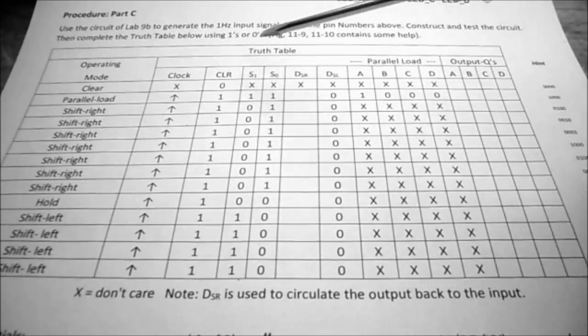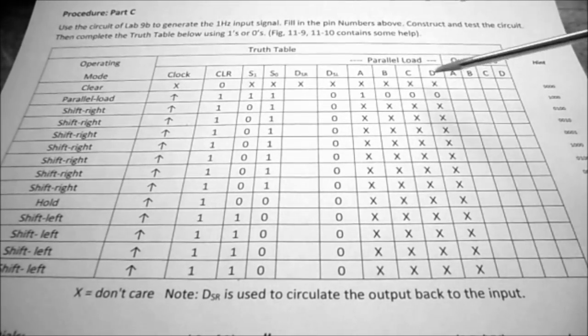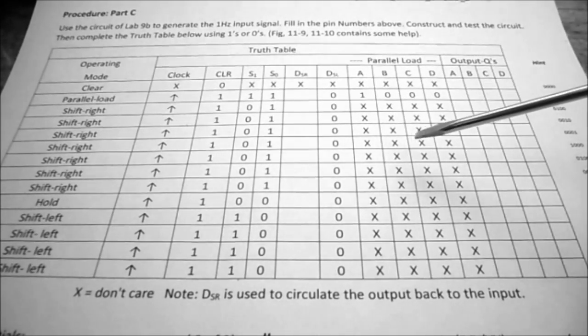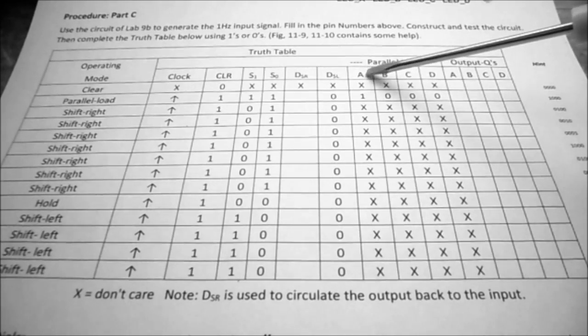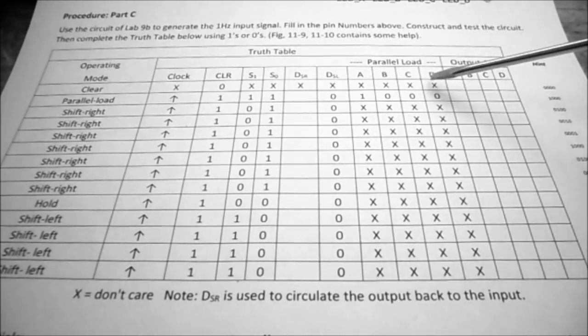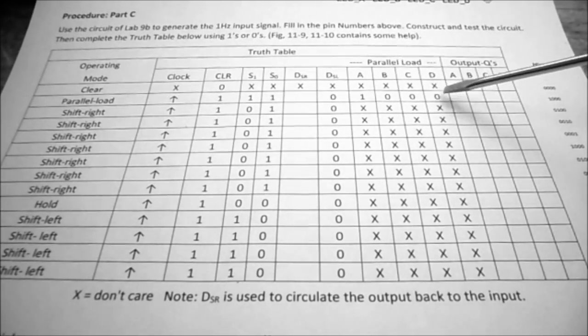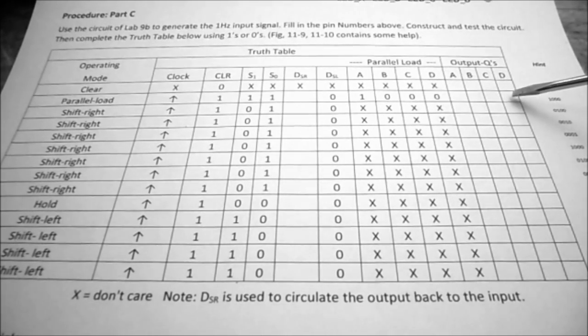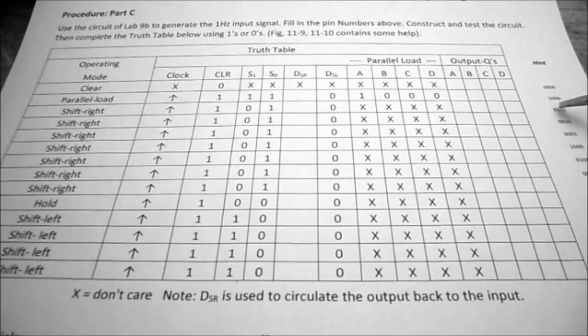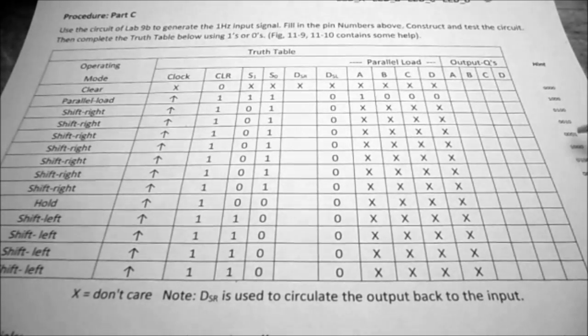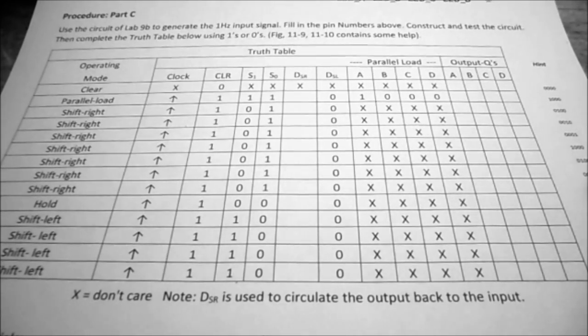So this is our truth table, and I've tried to keep it as close to what was in the textbook as possible. So you can see our parallel load, we've got A, B, C, and D, so that's what we're going to load into it. On our output Qs, I've got A, B, C, D, just like it has in the textbook. I've given you a list of hints down the side here. These are the actual answers that we're looking for.